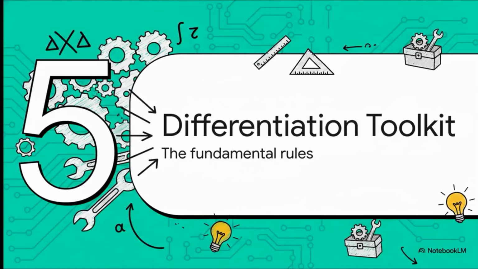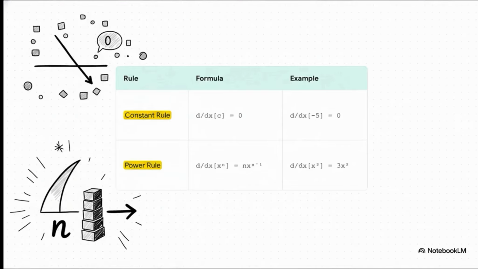These are the absolute fundamental rules you're going to use all the time to find derivatives, and you won't need that big limit definition every time. Here are the first two heavy hitters. The constant rule is super easy. The derivative of any plain old number is just 0, which makes sense, right? A graph of a constant is just a flat horizontal line, and its slope is always 0.